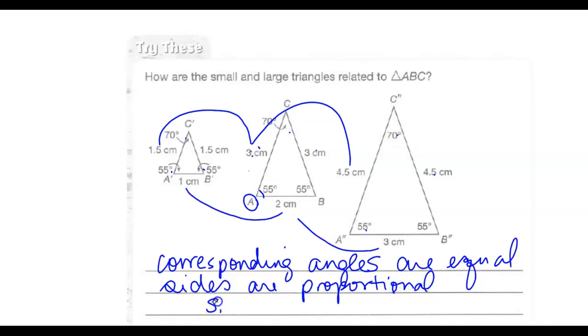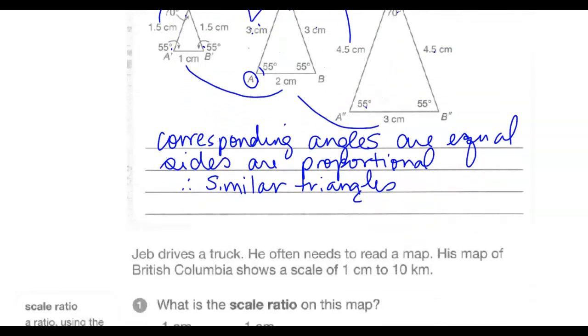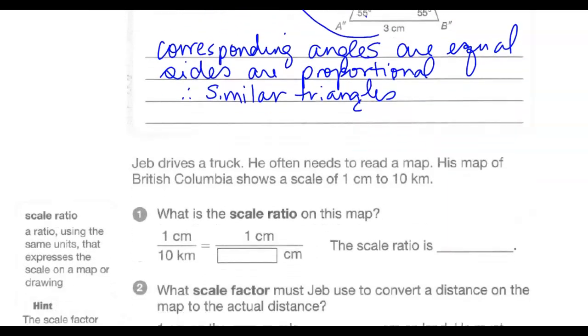So we call these similar triangles. That's a math terminology. Similar sometimes in real life just means they're kind of the same, right? When you talk about two people, oh, they look similar. Well, they have some properties the same. Well, these have certain properties that are the same. The angles have to be the same, and the sides have to be proportional.